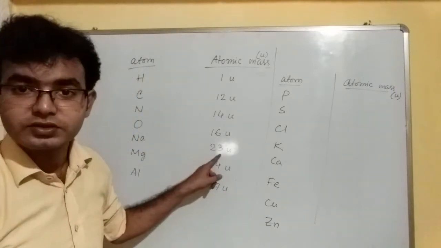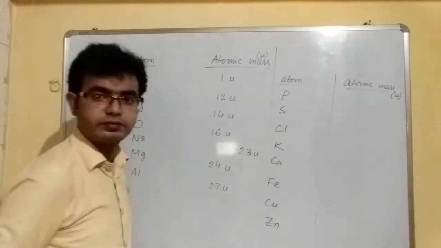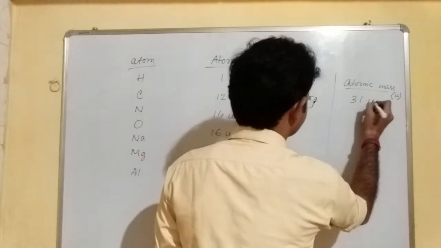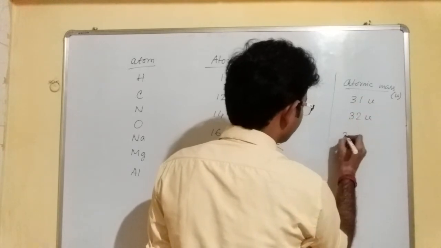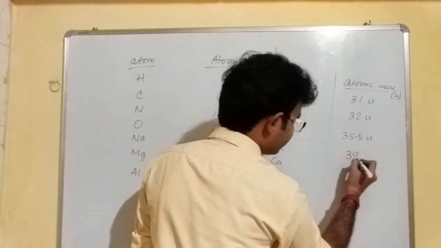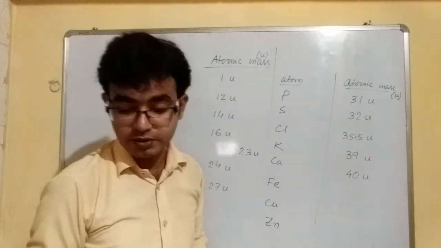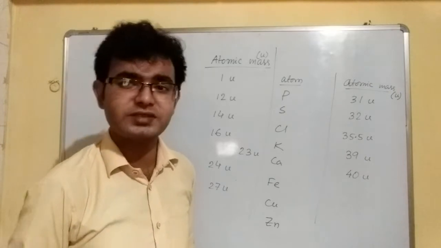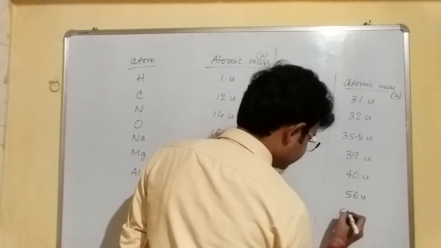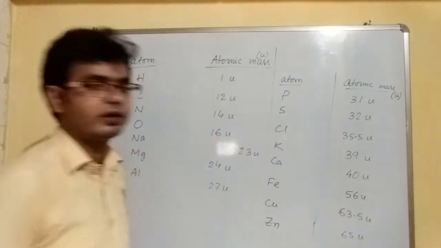For sodium it is written 23 u. Phosphorus 31, sulfur 32, chlorine 35.5. This is the fractional atomic mass. Potassium it is 39, calcium it is 40. These are experimental. मैं फिर से बोल रहा हूँ ये एक्सपेरिमेंटल है, आप किसी तरीके से कैलकुलेट तो नहीं कर पाओगे. आयरन 56, कॉपर 63.5, जिंक 65 यू. आपको इतना याद कर लेना है.